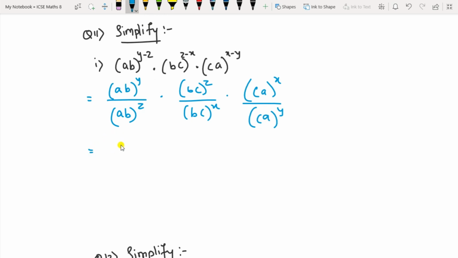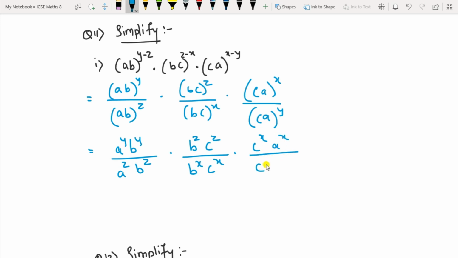Okay, so this becomes a raised to y, b raised to y upon a raised to z, b raised to z, multiply by b raised to z, c raised to z upon b raised to x, c raised to x, then c raised to x, a raised to x upon c raised to y into a raised to y.